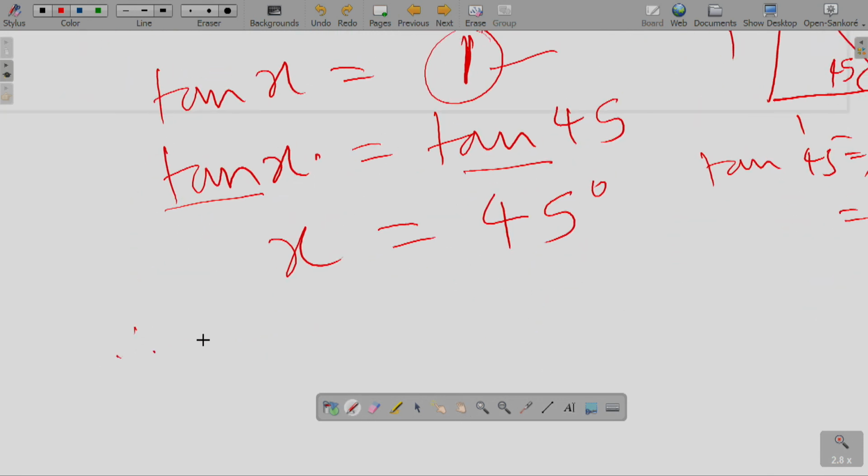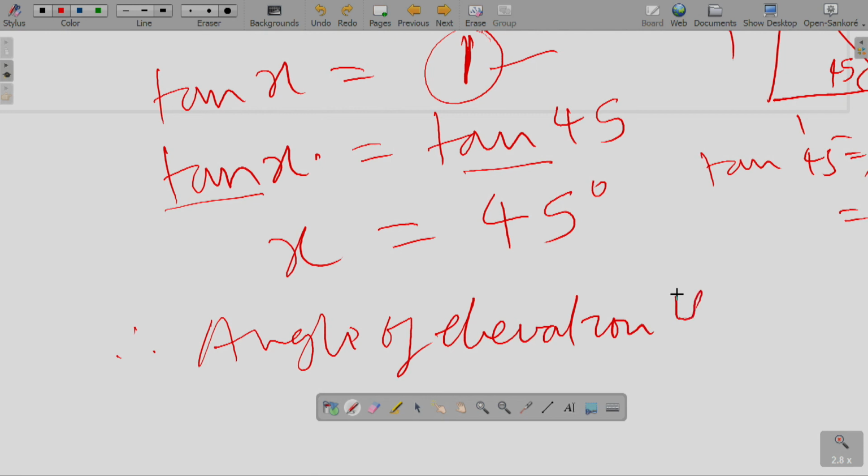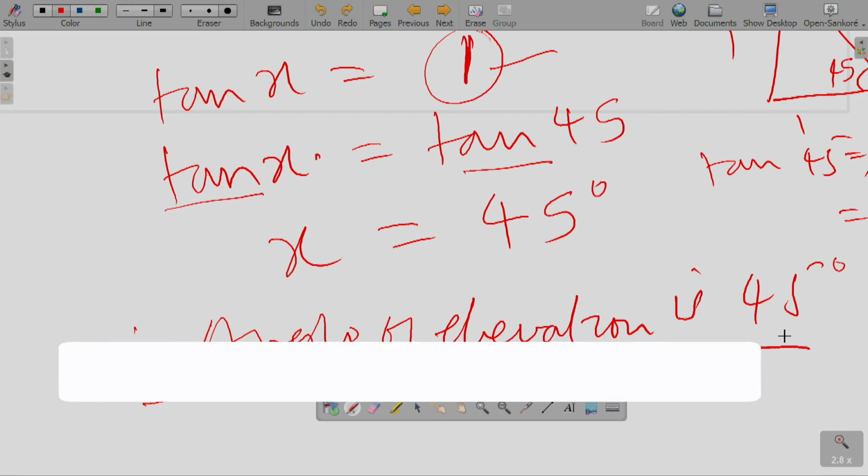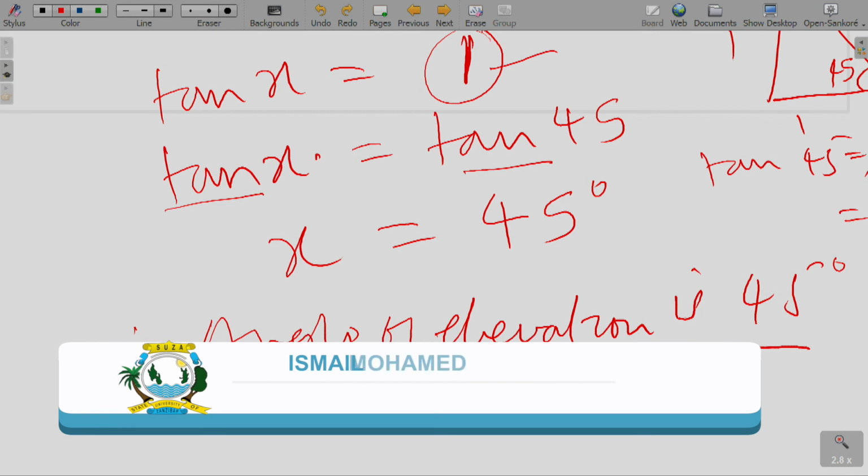Therefore, the angle of elevation is 45. And this is the end of the solving in Pythagoras theorem and trigonometrical ratio.